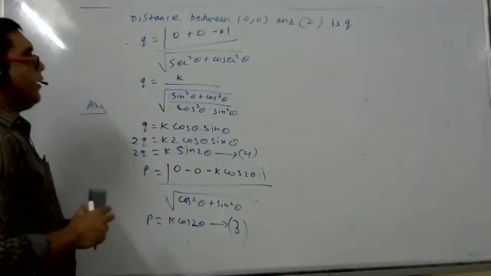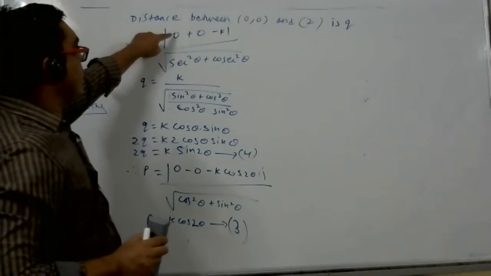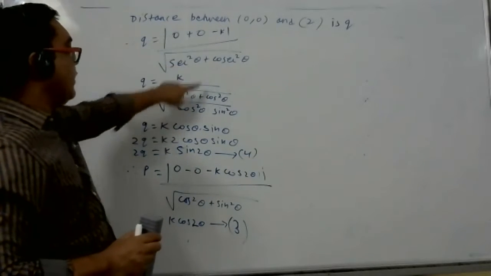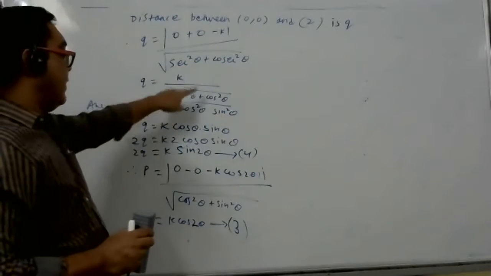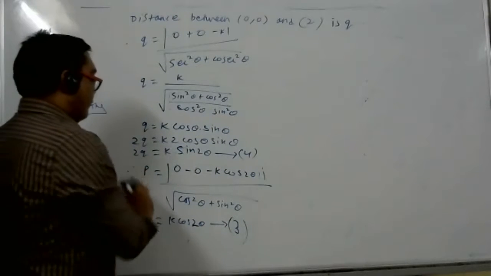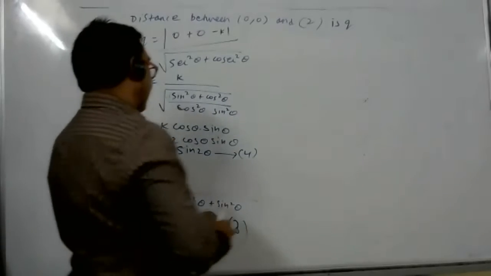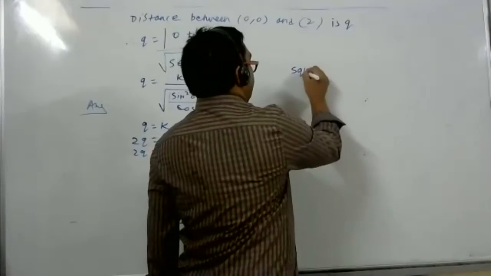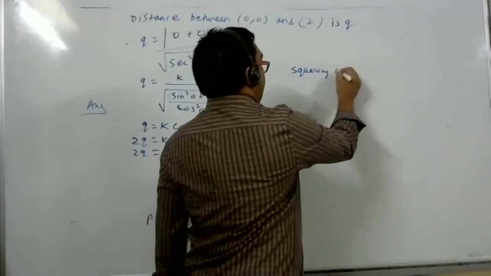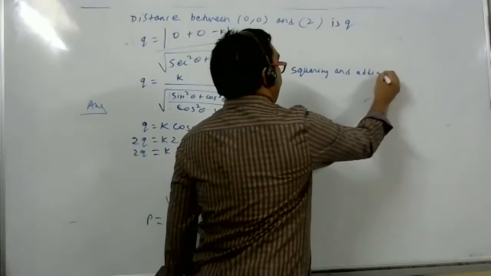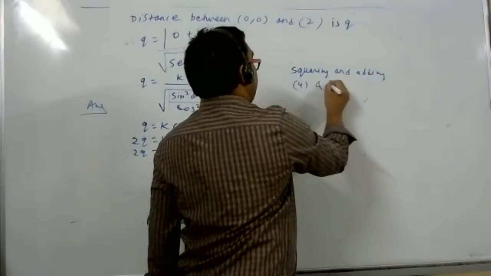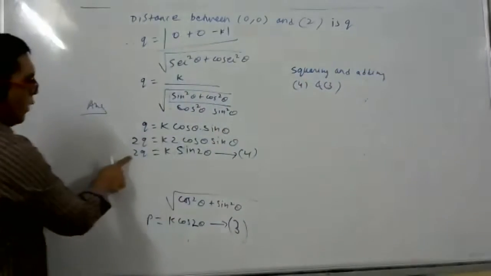People, if you have a doubt, ask. Doubt means you ask. Here, 1 by cos square theta, 1 by sine square theta, take the LCM. So now we have the fourth equation and the third equation. What to do? Squaring and adding the fourth and third. Square and add. What will you get?